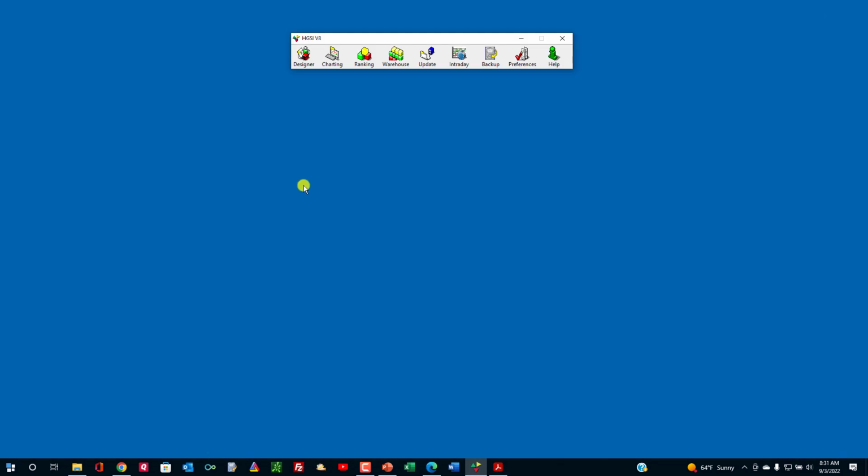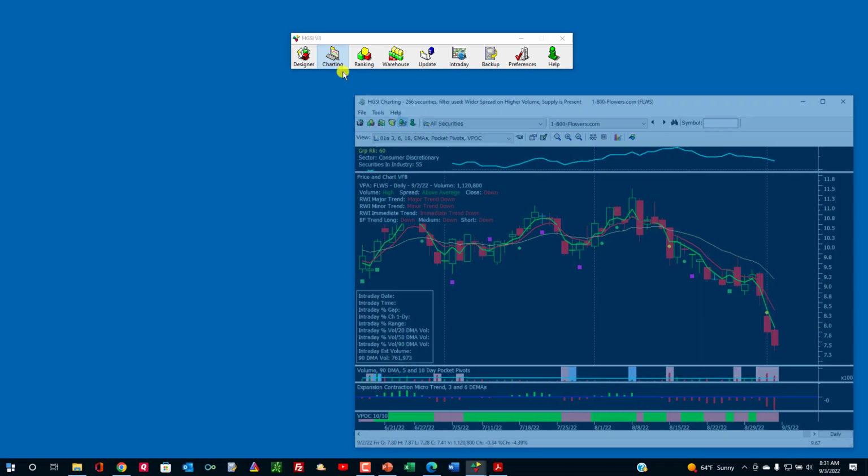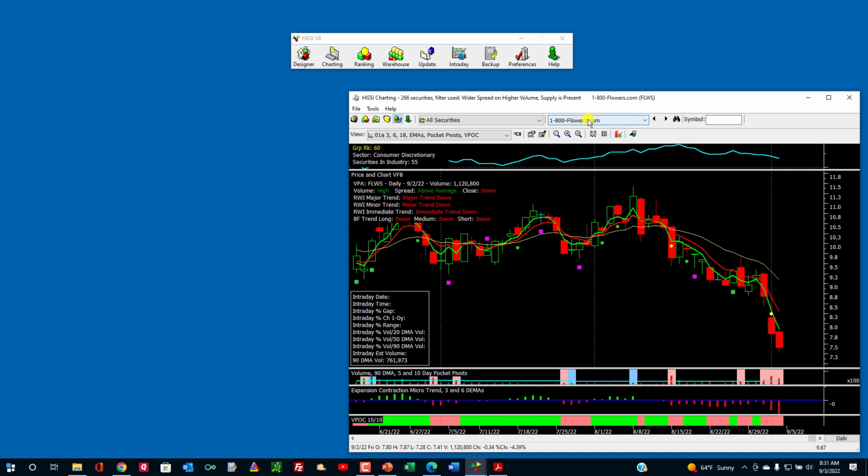Okay, let's get started. This is a concept I've been working on for a while, ever since Matt allowed me to scan on chart information. Let me tell you what I mean by that. I'll bring up a chart of something, and this 1-800-Flowers doesn't look too good, does it? But this information right here, volume, spread, and close.